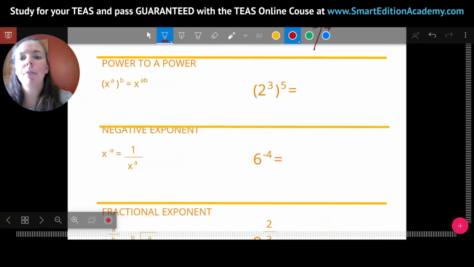Okay, and then just a couple more rules. We have power to a power, which means I'm taking some number with an exponent, raising it to another exponent. So the rule is here that you get to just multiply those exponents. So 2 to the 3rd raised to the 5th power, which would just be 2 to the 3 times 5, which is 2 to the 15th.